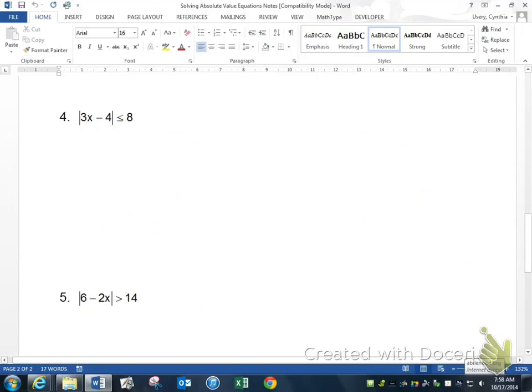Inequalities are done exactly the same way as equations, except for, remember, when we multiply by a negative 1, you have to flip your sign around. So when we change that 8 to a negative, we have to flip our sign around. So we're going to do two inequalities for this. The first one is going to be 3x minus 4 is less than or equal to 8, just like it looks like. The other one is going to be 3x minus 4, and we're going to flip it around, is greater than or equal to negative 8. So that's how you set up your two inequalities for this, and then you solve them.